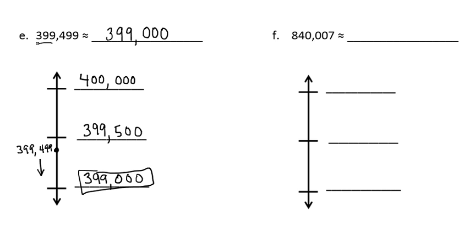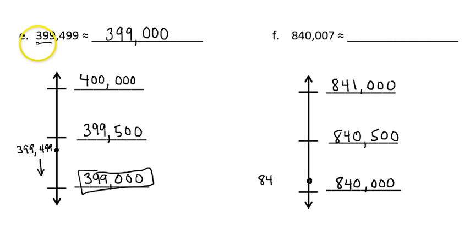And over here I have 840,007. Since I'm starting with 840,000, that will be my smallest answer choice. And if I go up 1,000 from there, that would give me 841,000. The midpoint between these two numbers would be 840,500. And we'll plot our number on the number line. 840,007 is just above 840,000. That means it will round down to 840,000 because it's below the midpoint.